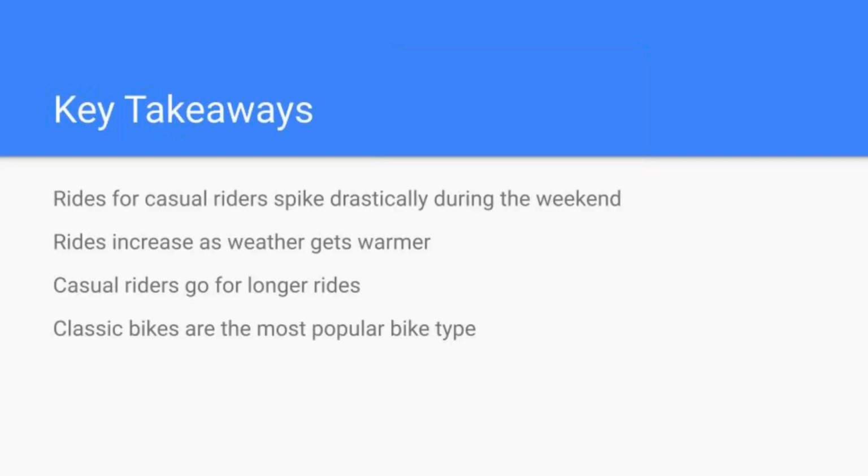So some key takeaways from our analysis are: usage for casual riders tends to spike drastically during the weekend, especially on Sundays. Rides tend to increase for both casual riders and members throughout the year, especially as the weather gets warmer. Casual riders tend to go for longer rides than members do. And lastly, classic bikes are by far the most popular bike type.